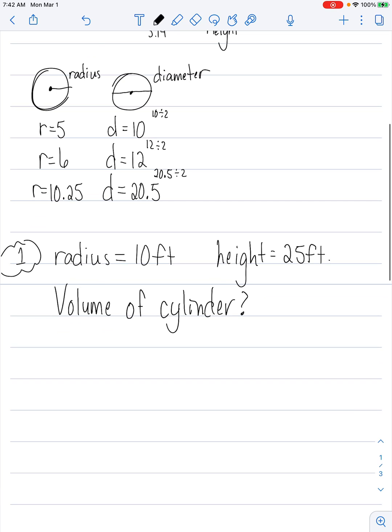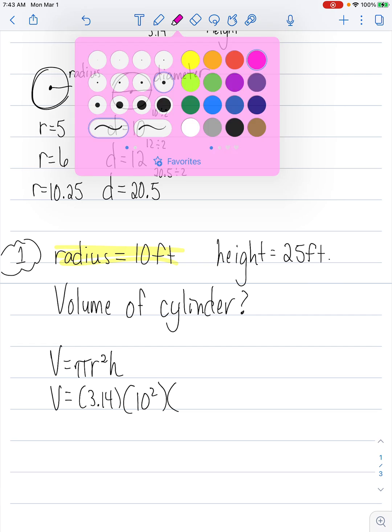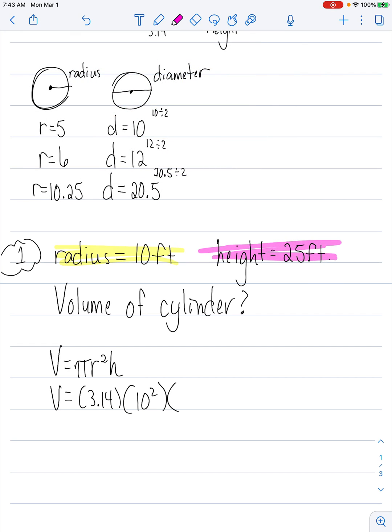First, we write our formula. Volume equals pi times radius squared times height. Next, we plug in our values. We said pi is 3.14. Did they give us the radius? Yes, they did. They said the radius is 10 feet. So 10 squared times, did they give us the height? They absolutely did. They said the height is 25 feet.